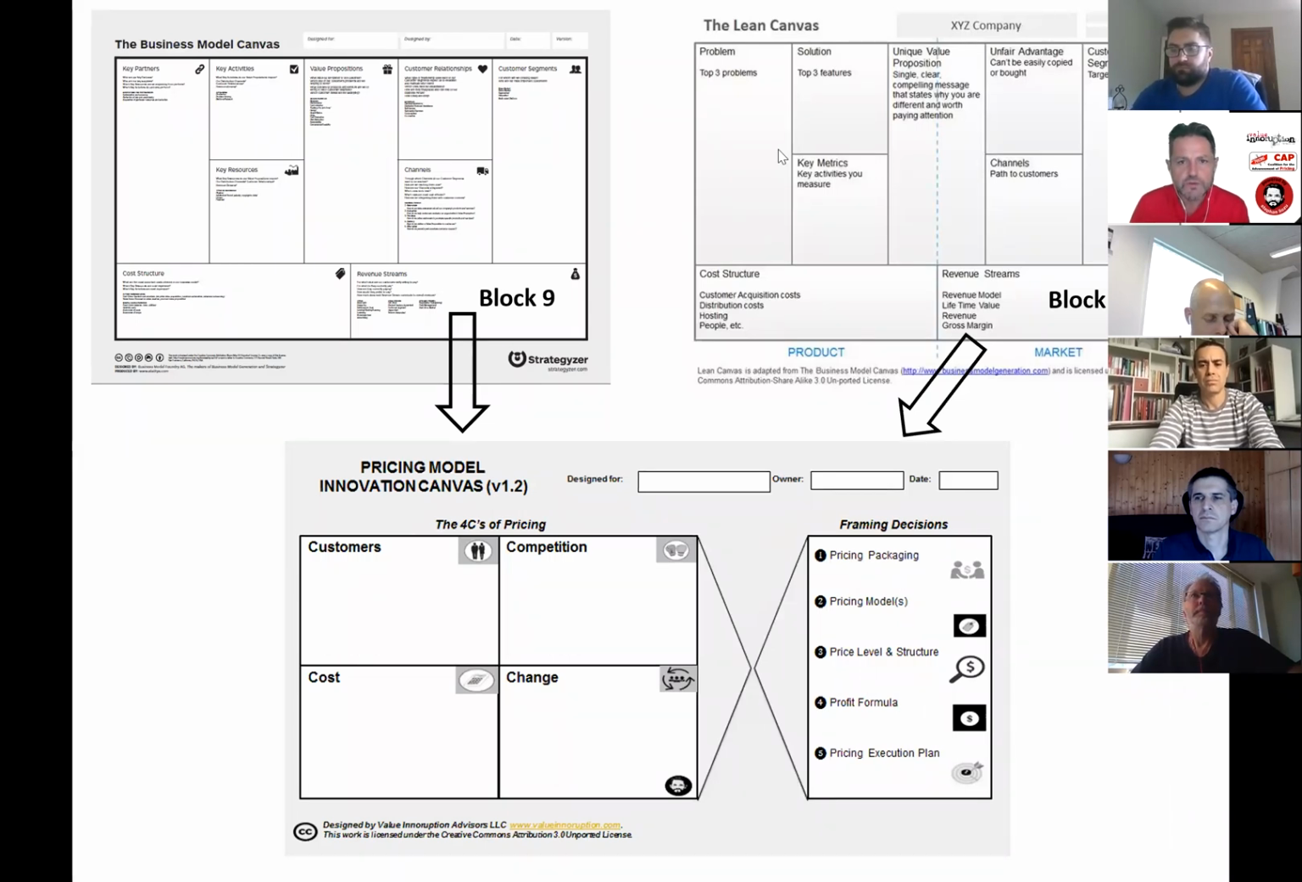How hard is it to implement PMIC in B2C versus B2B? Yeah, that's a good point. I would say in the B2C world, they're blessed with transactions and blessed with data. So it should be easier to extract some nuggets, right?